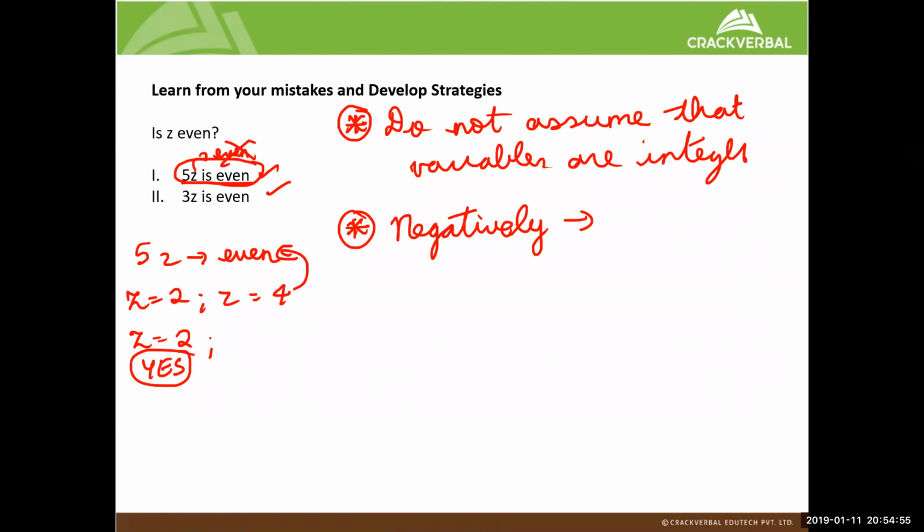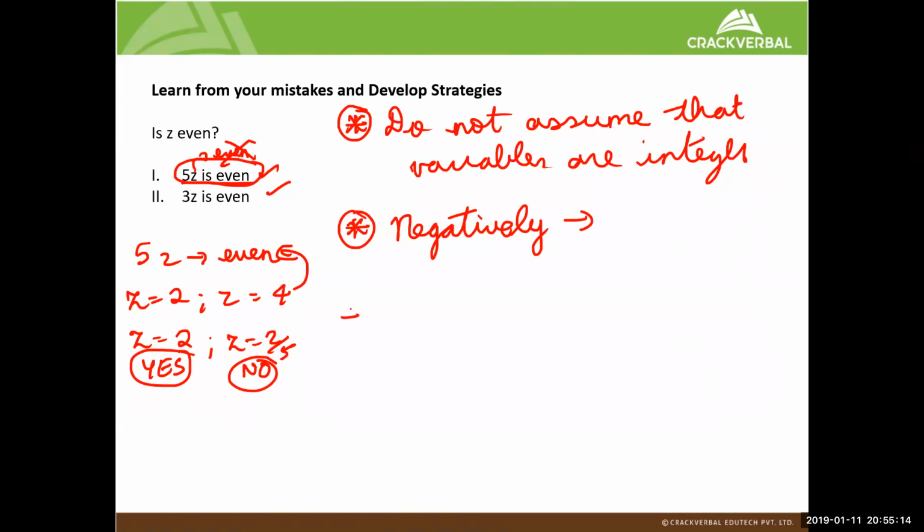So what I'm trying to do is prove the statement to be insufficient. I'm not trying to prove the statement to be sufficient. So z can also be 2 by 5. And this gives me the no. So that's the negative mentality that I'm asking you to work with, right? Always think of proving a statement to be insufficient. Never try to prove things to be sufficient. That's very easy to do.